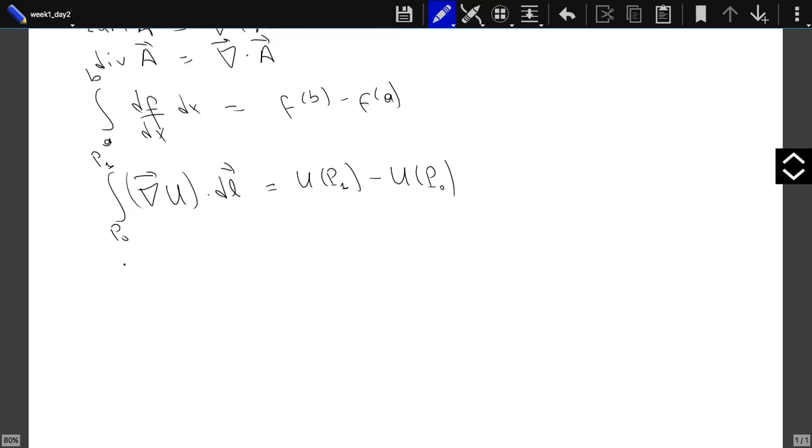Let's look at the other ones. This time let's take a vector field and take its divergence. This is just a number. We can integrate it over an arbitrary volume, V, and this we can write as a surface integral.